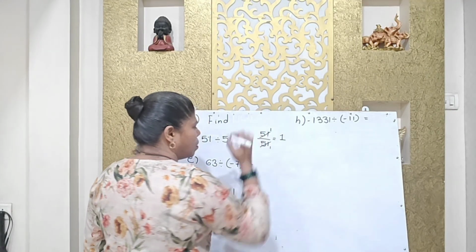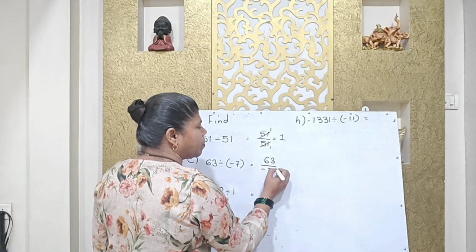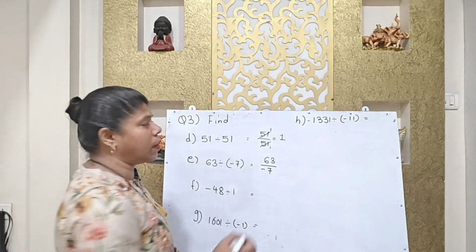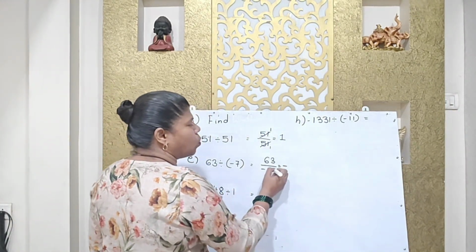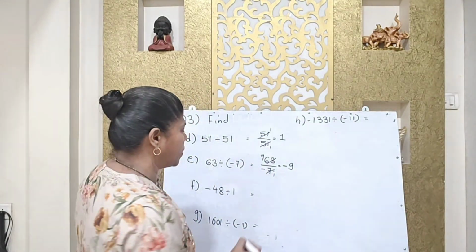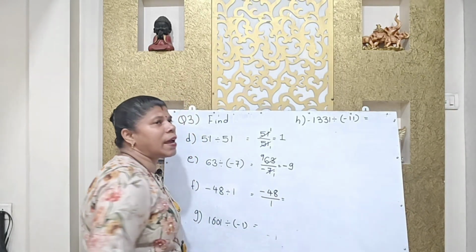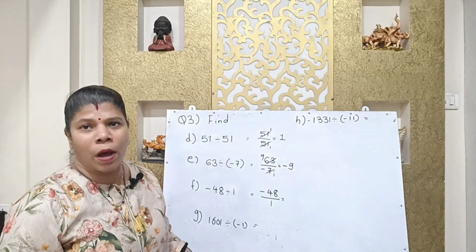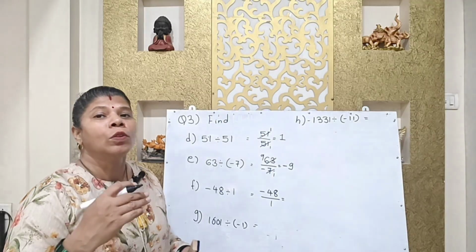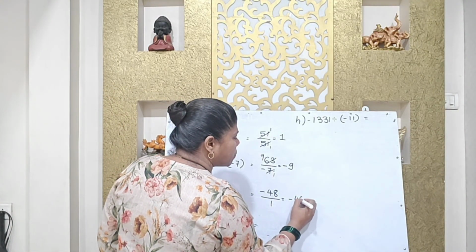51 ones are 51. Next, 63 divided by minus 7. Here 63 is positive, minus 7 is negative. So positive divided by negative, the answer will be negative. We know that 7 nines are 63. The answer will be minus 9. Next, minus 48 divided by 1. We know that if we divide any number by 1, the answer will be that number only. If we divide any number by 1, our answer is the same number. So the answer will be minus 48.